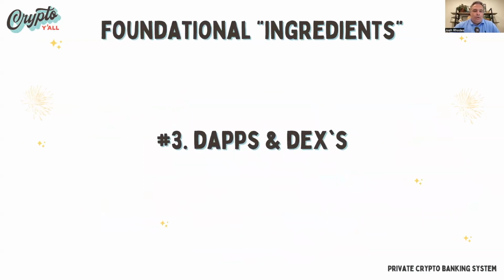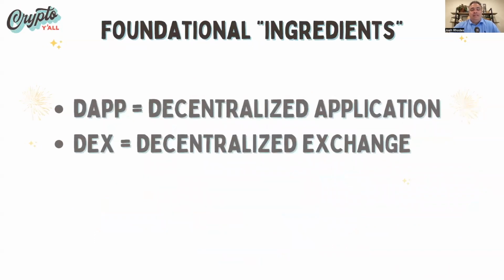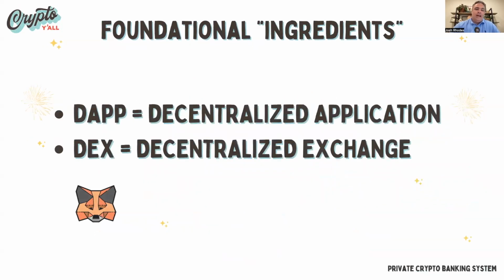dApps and DEXs. Now, what does this stand for? A dApp is a decentralized application, and a DEX is a decentralized exchange. A decentralized application, to the naked eye, just kind of looks like a website. It is a crypto investment vehicle or project that has built a website, and then they have attached a smart contract to it. The smart contract interacts with your MetaMask wallet, and you can move funds in and out of investments. The smart contract has rules, and you can withdraw and deposit.